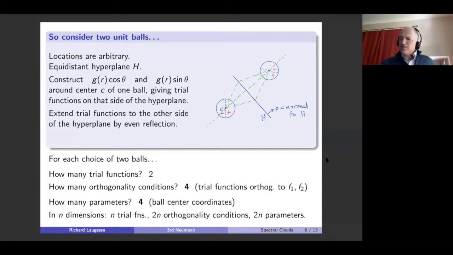So we need a large family of trial functions because we have a lot of orthogonality conditions. So it's a good idea to count up how many parameters we have and to see whether that's, even in principle, sufficient to meet the number of conditions that we have. So in 2 dimensions here, how many trial functions do we have? Well, we're starting with a cosine theta mode and a sine theta mode on one of the disks. So that gives us 2 trial functions. Each one then extends, reflect across the hyperplane.